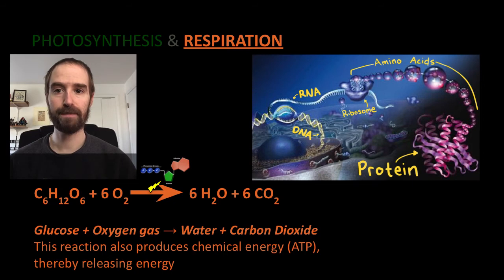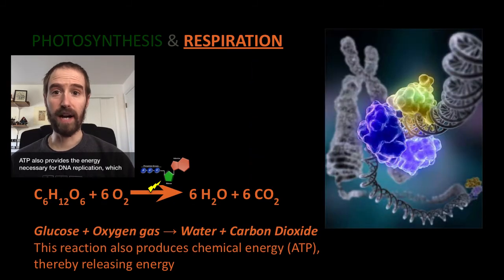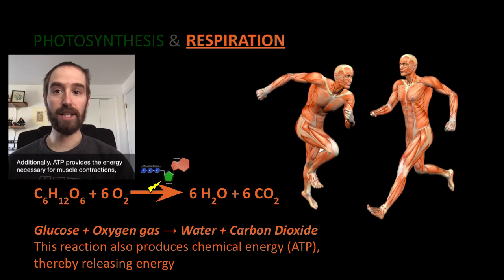these proteins. ATP also provides the energy necessary for DNA replication, which must occur each and every time our cells divide in order to ensure that the new cells produced have a full and complete set of DNA. Additionally, ATP provides the energy necessary for muscle contractions and for muscle movement as a result. In fact, muscle cells have more mitochondria inside of them than almost any other cell in the body, and that helps to ensure that our muscles will always have an adequate supply of energy.